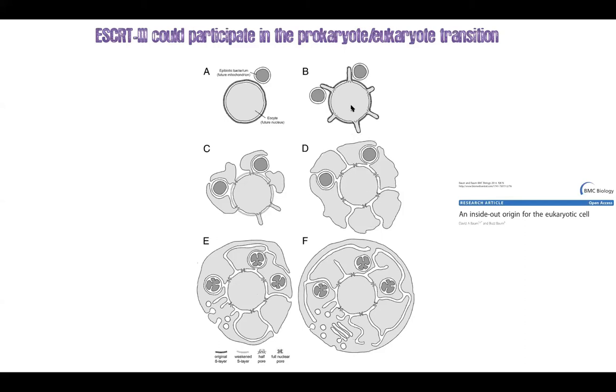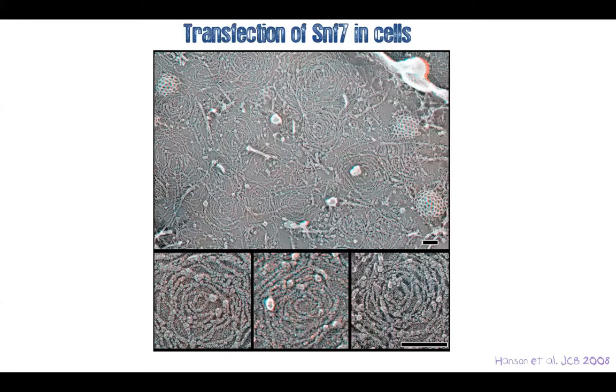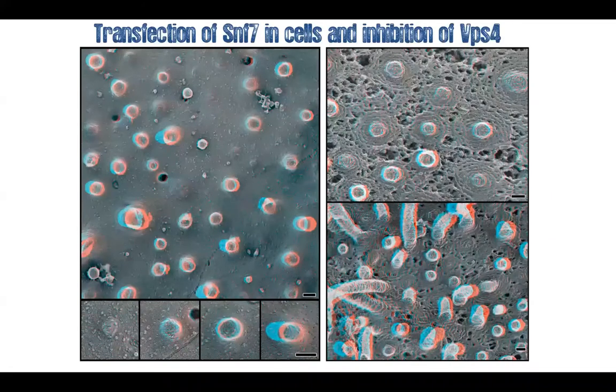These protrusions that are postulated in this paper actually look very much like structures that have been seen by Phil Hanson when she overexpressed the human version of SNF7 in cells. You see here that at the inner leaflet of the membrane, you have this dramatic formation of spirals. And these spirals can lead to the formation of tubules that protrude out like filopodia coming out of the cell, as you can see here, when you inhibit VPS4 on top of overexpressing SNF7.